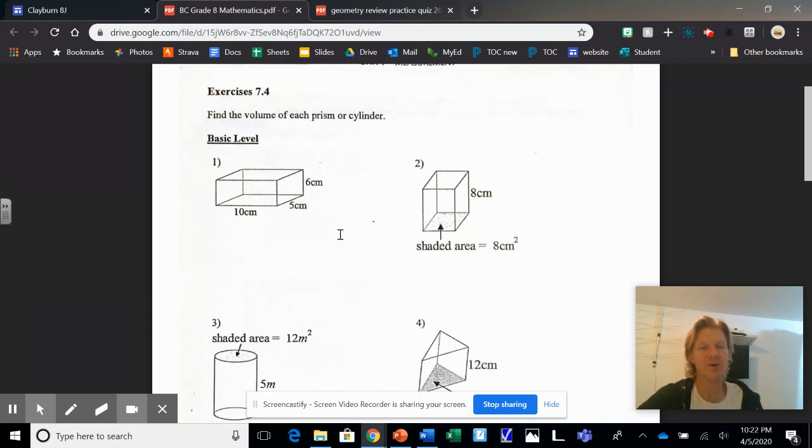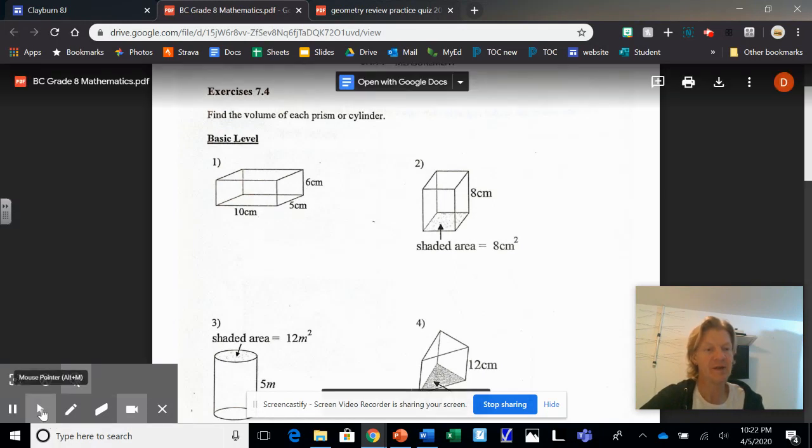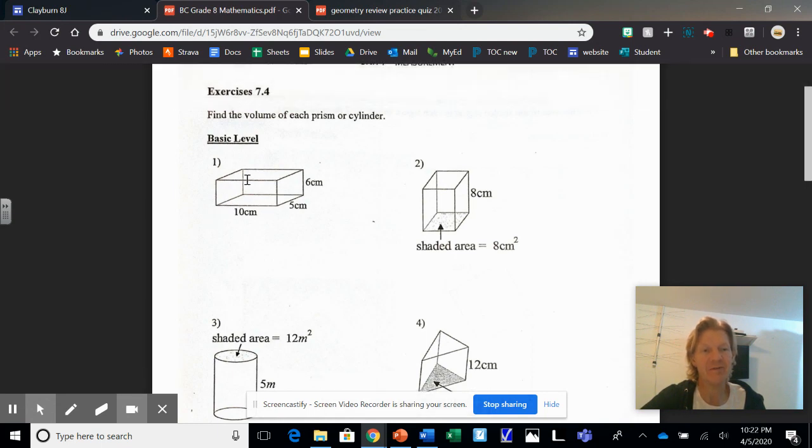Give these a try. When you're doing volume, remember what you have to do is get the area of one of the sides. So for this, what I need to do is get the area of maybe this front face here, right? This front side. And that would be 10 by 6. And the area is base times height.